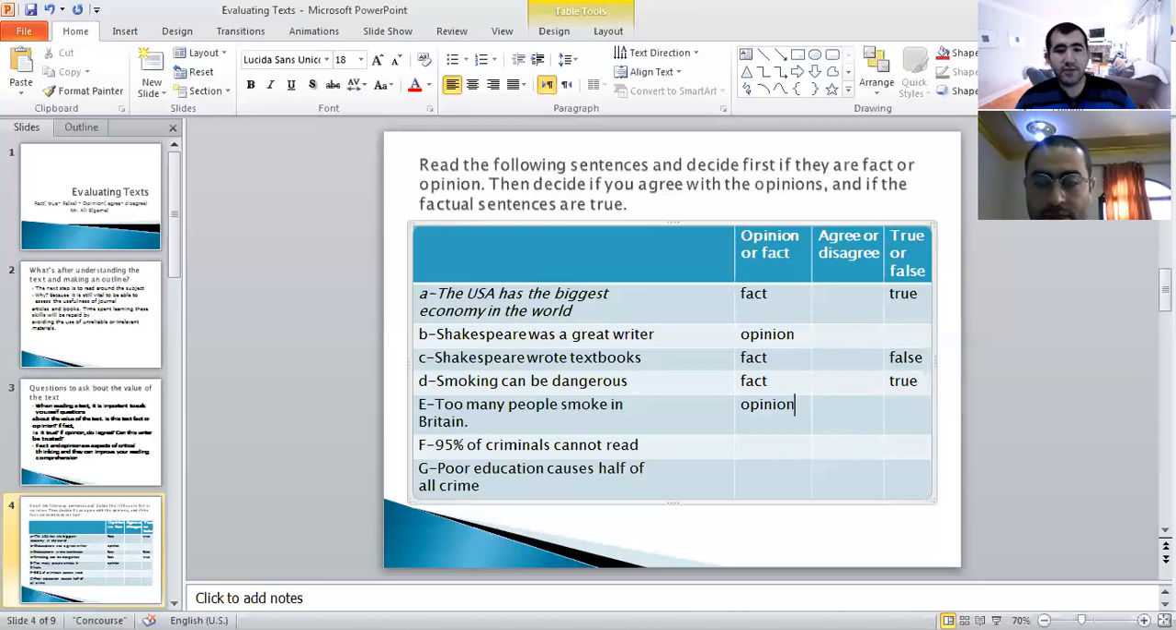If it's a fact, give me statistics, give me numbers, evidence to this fact. But just you saying a general opinion, I think too many people smoke in the whole world, not just in Britain. So that could be an opinion, and I could agree or disagree, of course.